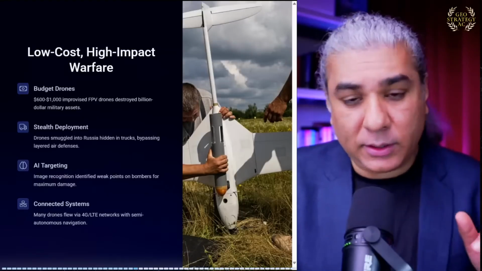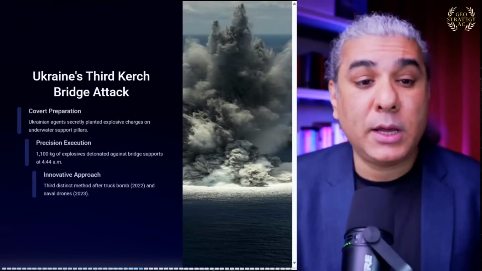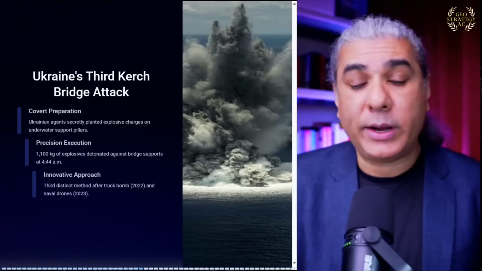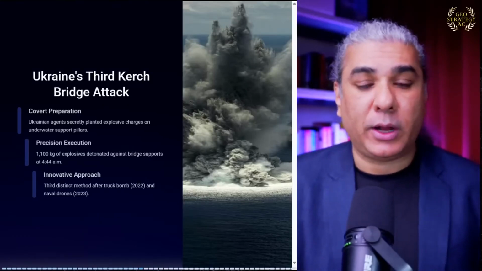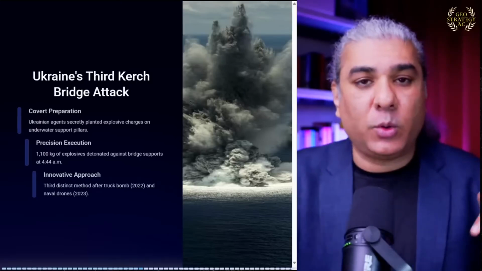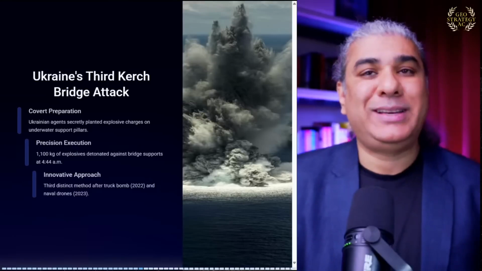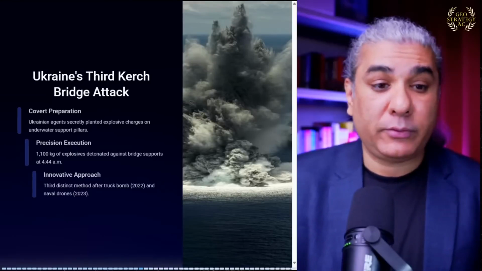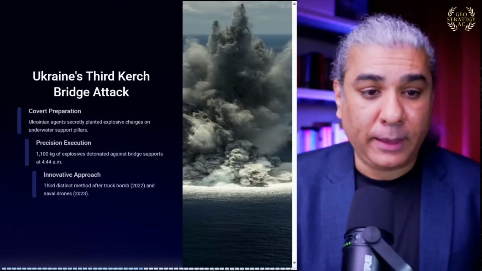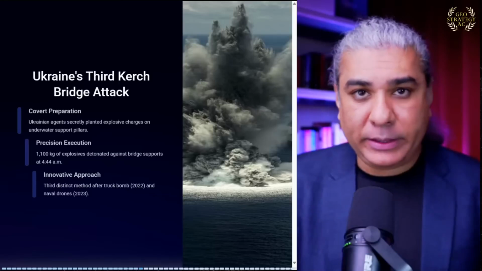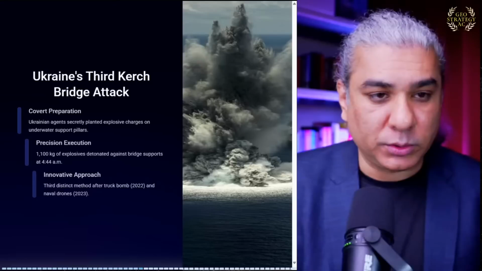So that's the first thing. The second thing is the Kerch Bridge incident, the Kerch Bridge attack by Ukraine. Ukrainian secret agents secretly planted explosive charges on underwater support pillars right under the nose of Russia, right? And more than 1,000 kilograms of explosives detonated against bridge supports at 4:44 a.m. So that's precision execution. And this was a third distinct method used to attack this bridge, after a truck bomb in 2022 and naval drones in 2023.